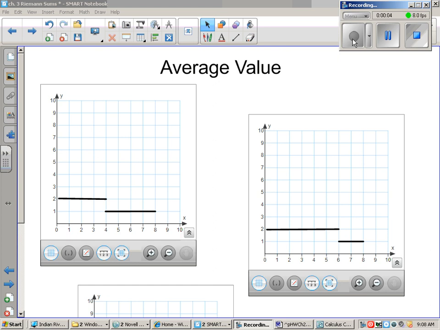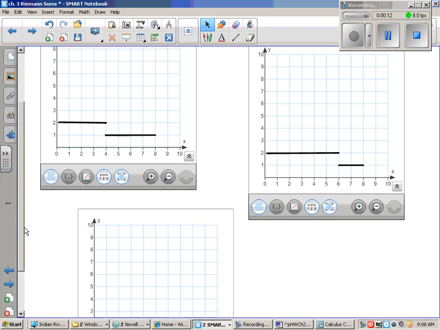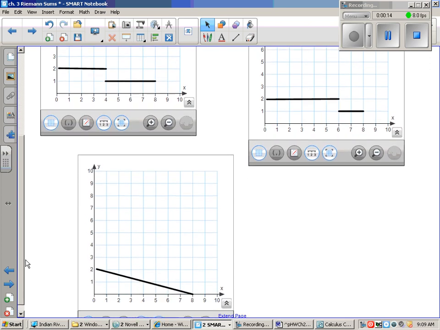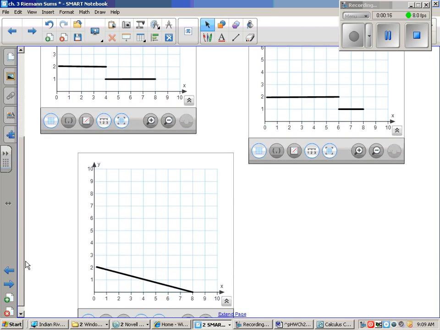All right, so on the first day of this chapter, we talked about average value, and we looked at these three graphs. I'm going to scroll so you can see the other graph. We looked at these three graphs, and we were able to determine what the average value was. And if you remember, even at the end of class, we came up with a way to figure it out no matter what the graph was.